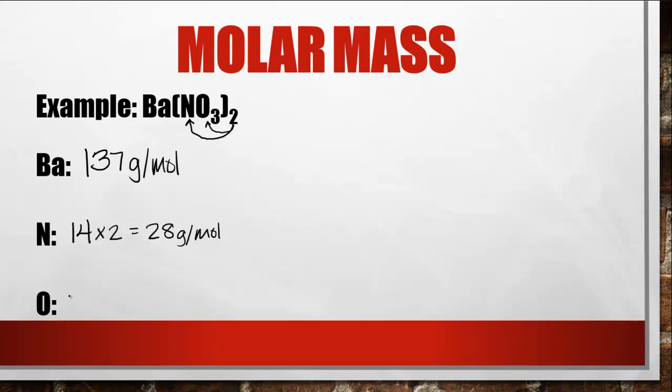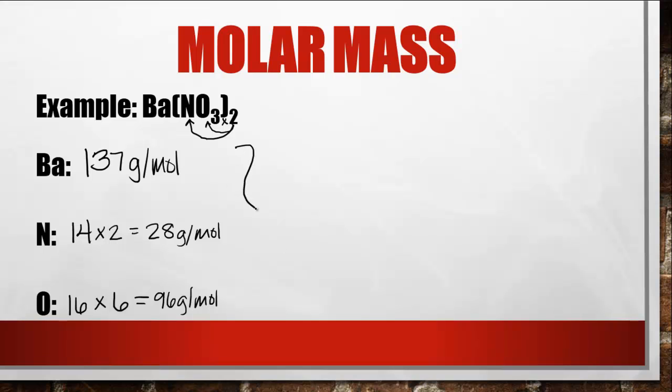Oxygen, we look it up and round it and we have 16. And we have 3 oxygens in the parentheses, but we have 2 of those 3 oxygens. So if you have multiple subscripts, we multiply those together. So in this case, 3 times 2, or we have 6 oxygen atoms. And 16 times 6 is 96 grams per mole.